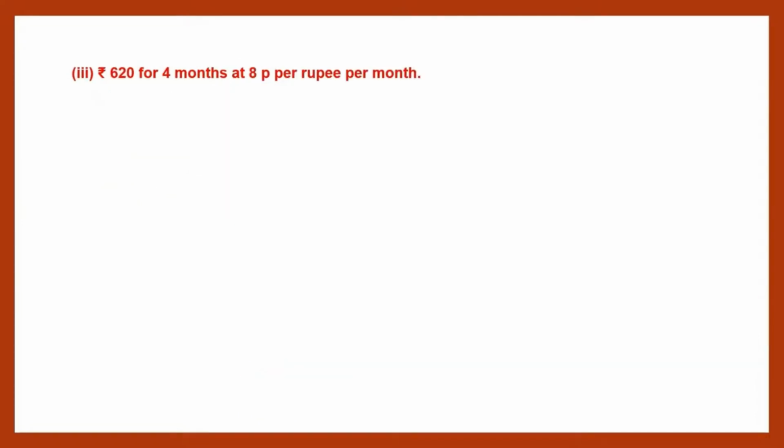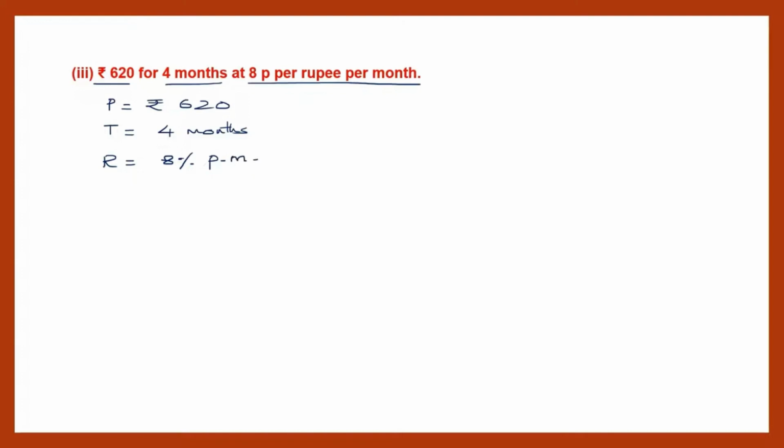Question 3. So let's see what we've been given. We've been given the principal here. So let's write that down. Principal is rupees 620. Now we have 4 months, and that will be the time. Time is 4 months. And then we have been given 8 paise per rupee per month. That means we're talking about the rate of interest. So 8 paise per rupee per month means 8% per month. It's not per annum. So this time it becomes per month.